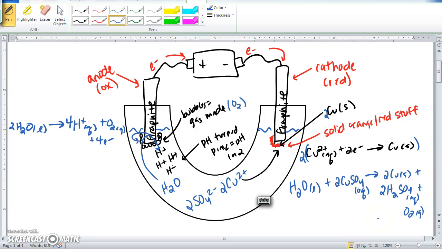So this would be my overall reaction. So now we have to calculate E cell. Oh, that was terrible handwriting. Let's try that again, guys. Sorry.